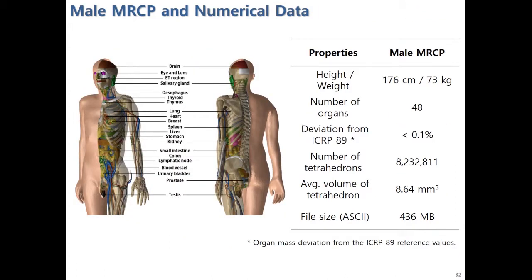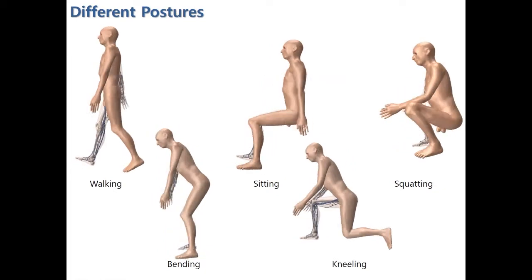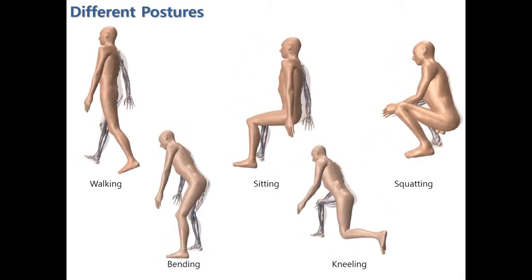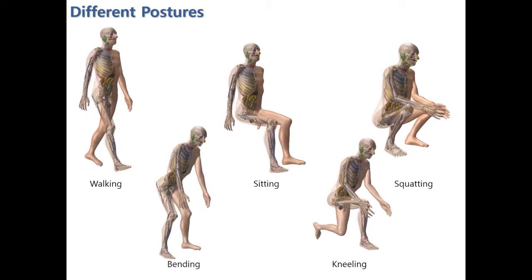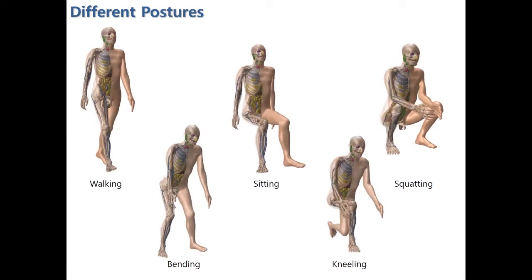This slide shows the MRCP for adult male and related numerical information. Similarly, this slide shows the MRCP for adult female and related numerical information. One of the major advantages of the MRCP over the previous voxel phantom is that they can be flexibly deformed into specific postures and body shapes according to certain exposed individuals.